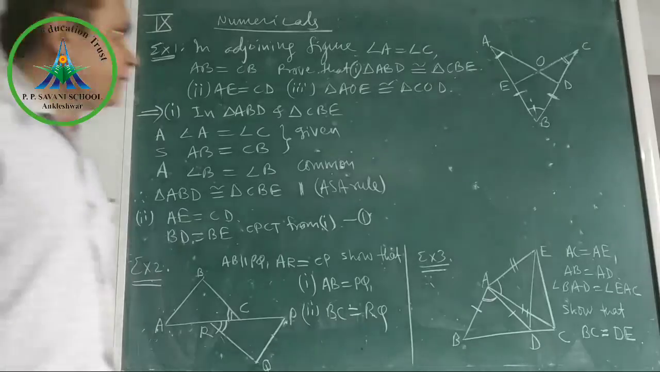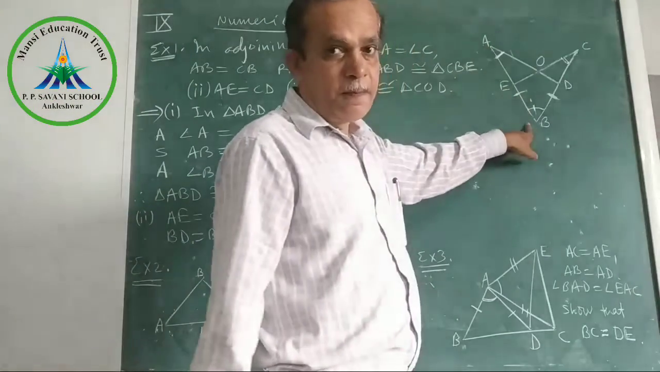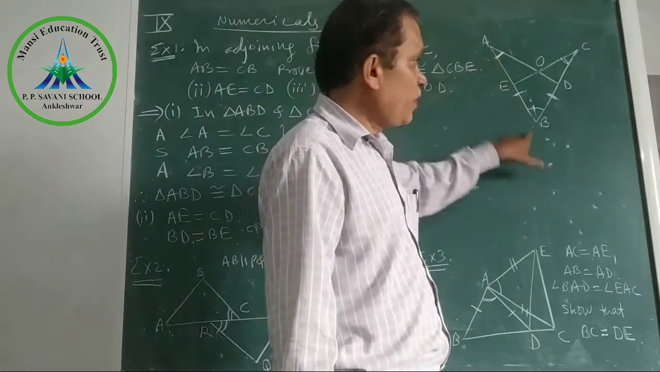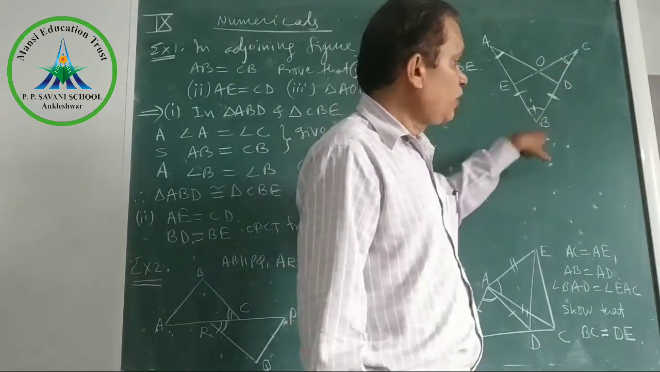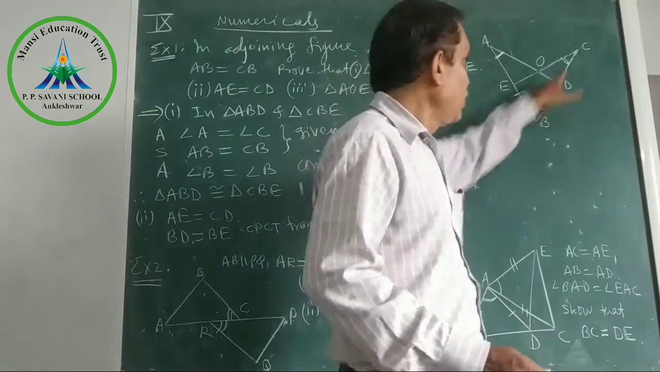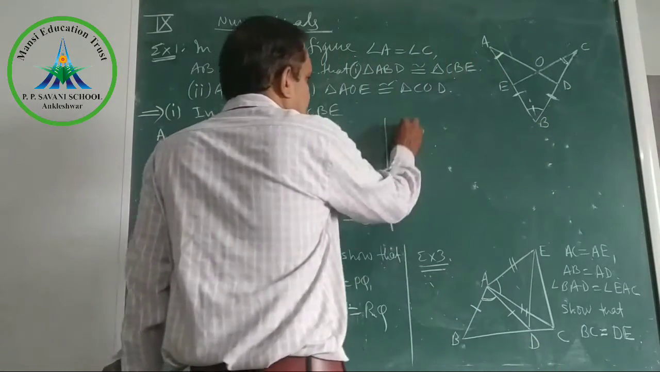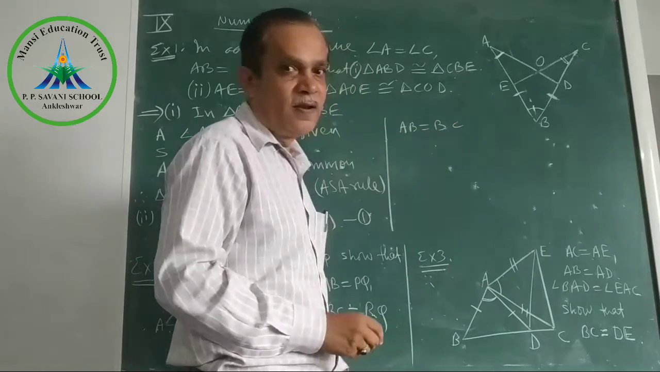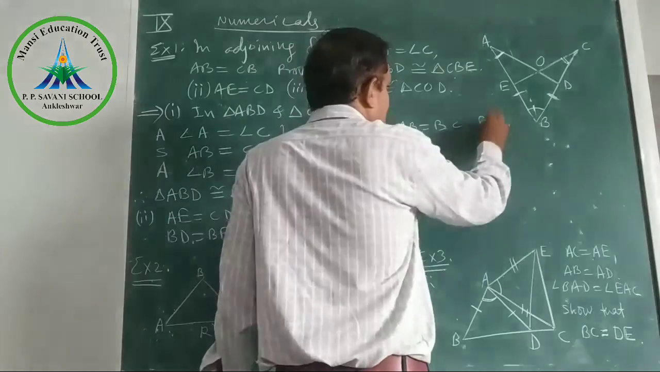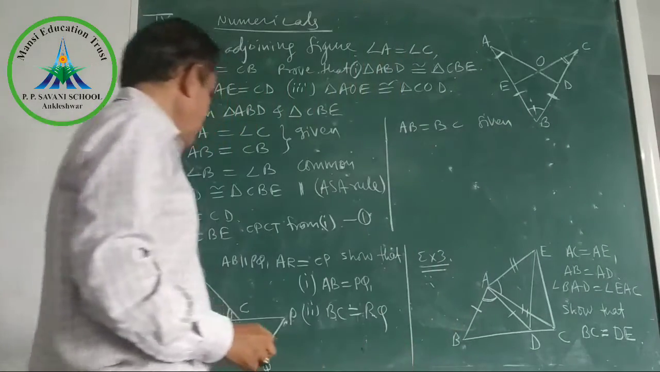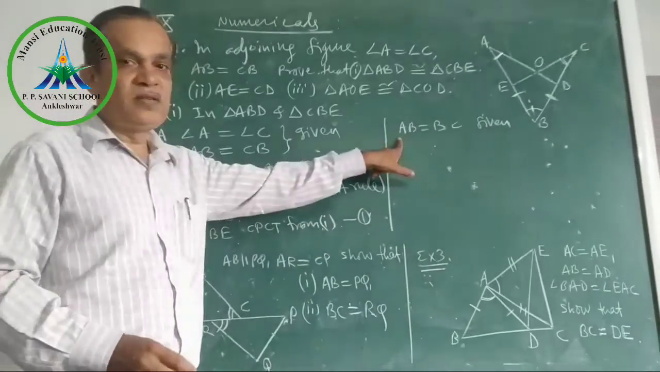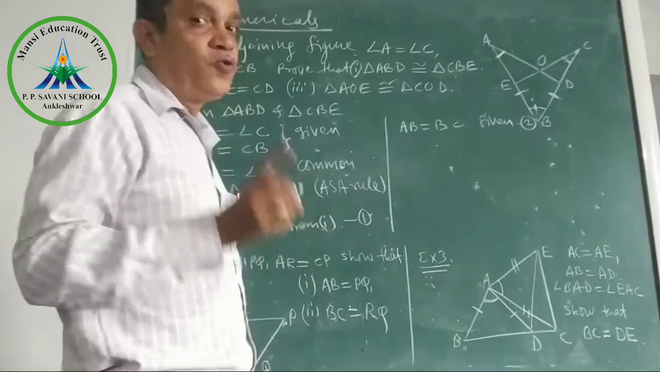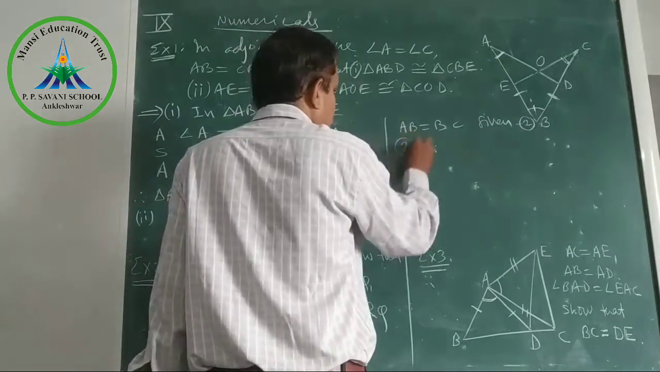Again see, AE is part of AB, CD is part of BC, BE is also part of AB, BD is also part of CD, and we know AB equal to BC, given, right? So that's it. If I subtract the first from this, let us take this as number 2. You will write 2 minus 1.